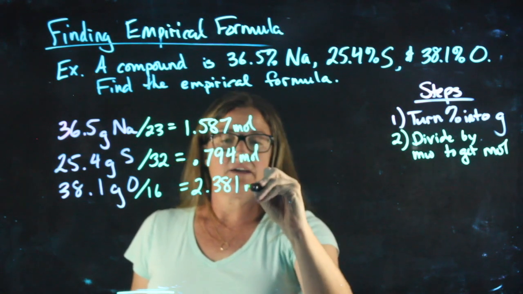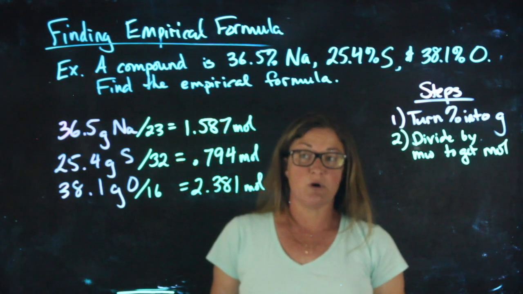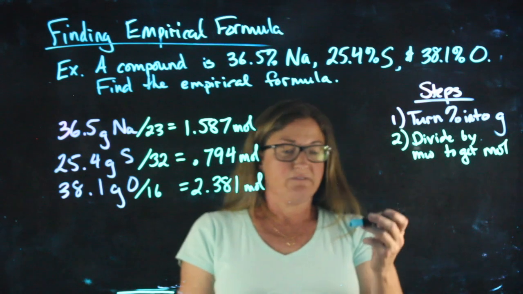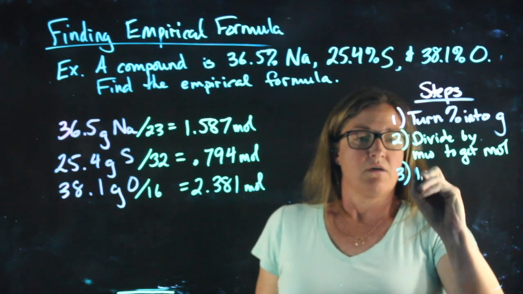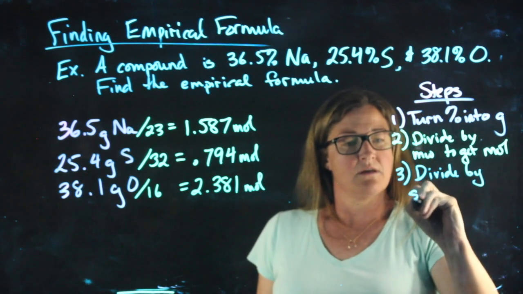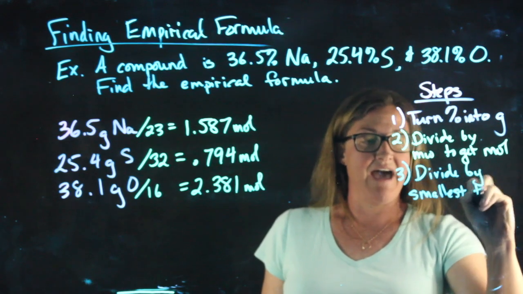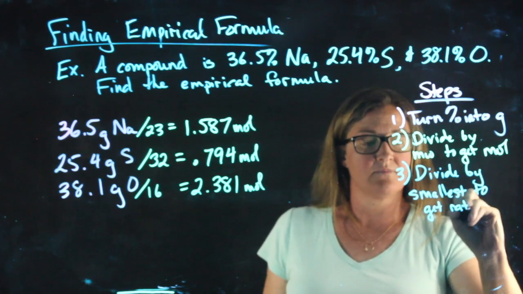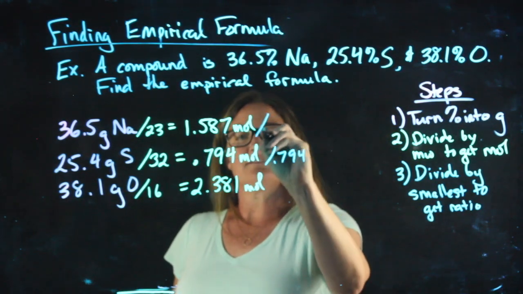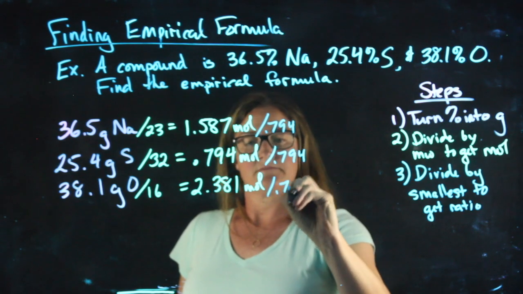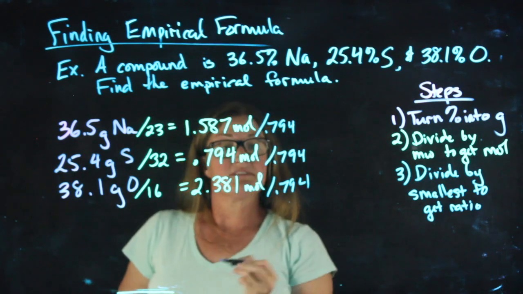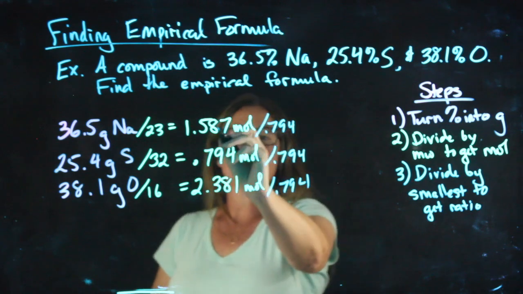I now know that my formula is going to have the largest subscript for the oxygen because it has the most moles, and it's going to have the smallest subscript for the sulfur, but I want to get those numbers exactly. So to find the ratio, we're going to divide all of the moles by the smallest number of moles I have, and that's going to give me the ratio. So my smallest number of moles is 0.794. So I'm going to divide all of these moles by 0.794. Because I want to know how many times more sodium do I have than sulfur. So how many times bigger is the moles?